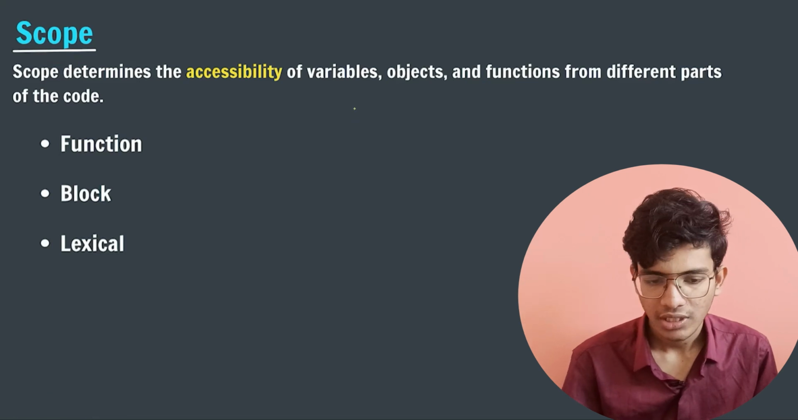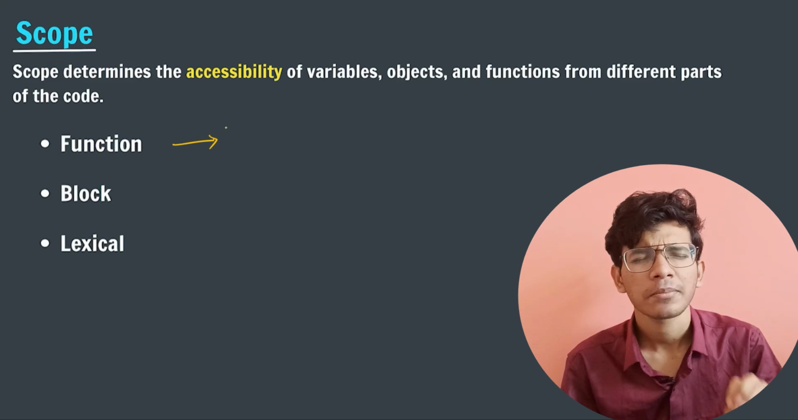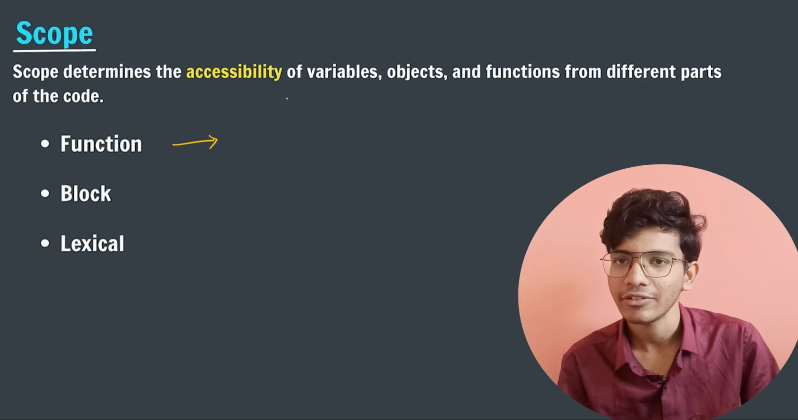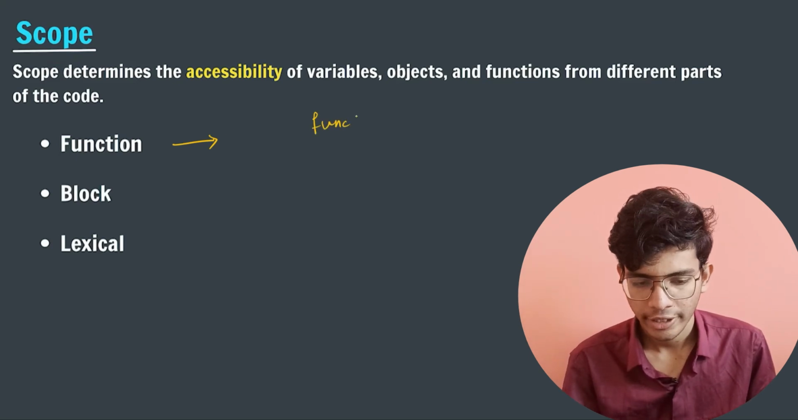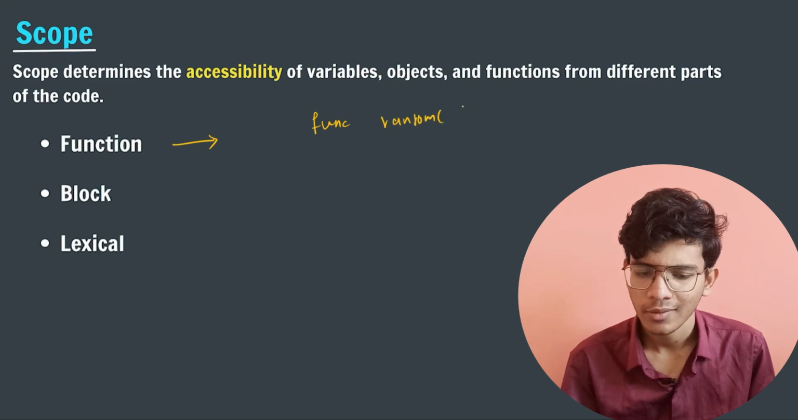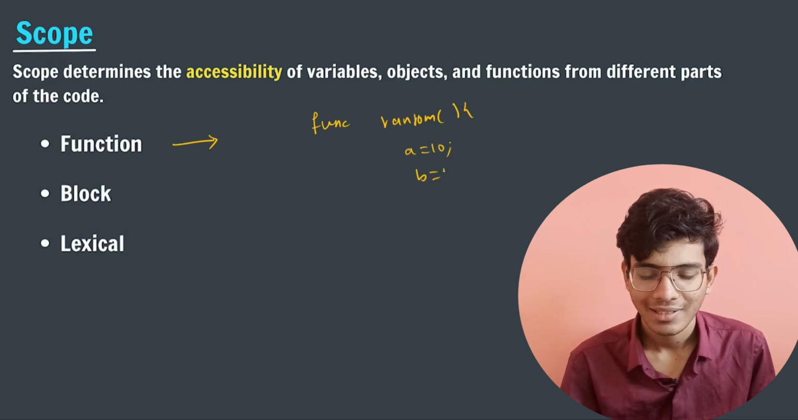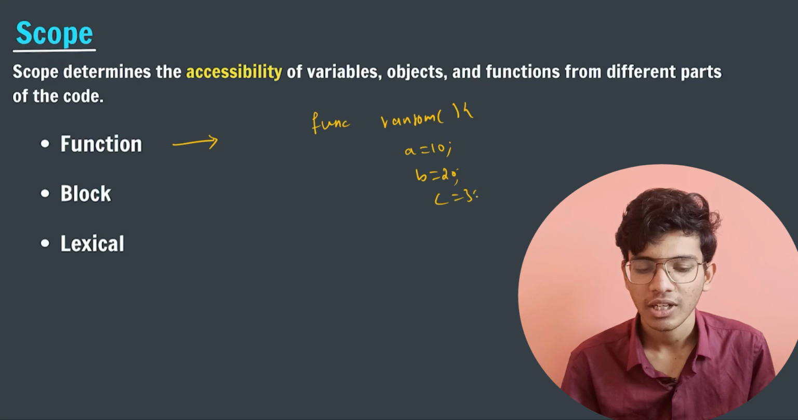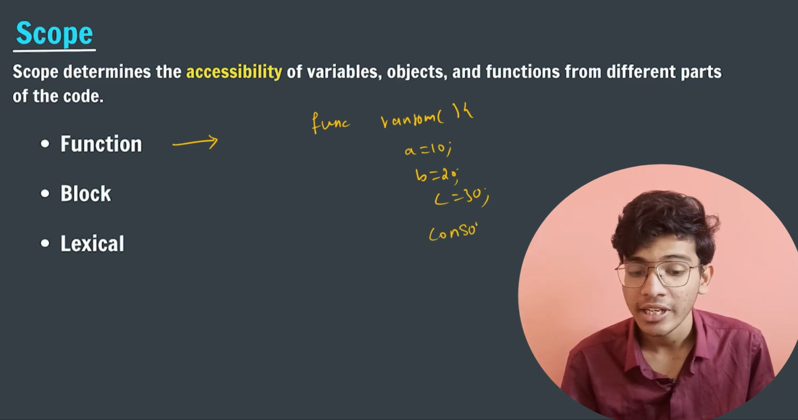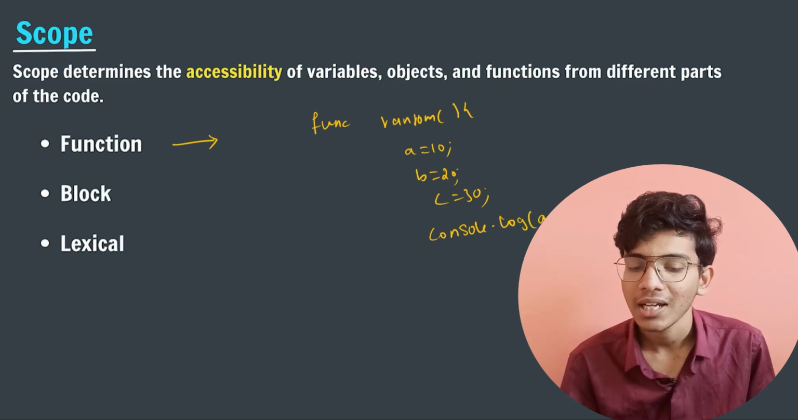So function scope, the meaning of function scope is, let's say that I am writing a function in which I am having three variables. Let's say random function is my function name, and inside that I am having a is equals to 10, b is equals to 20, and c is equals to 30. I'm printing within the function, console.log a plus b plus c.